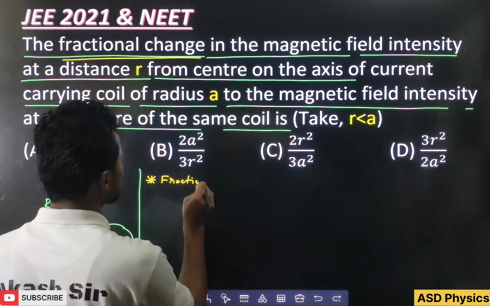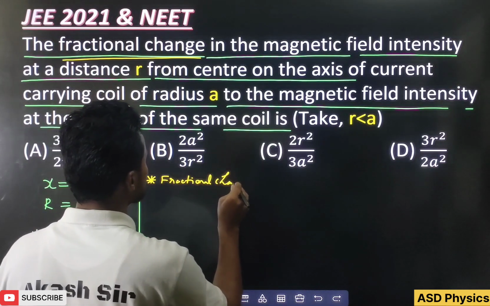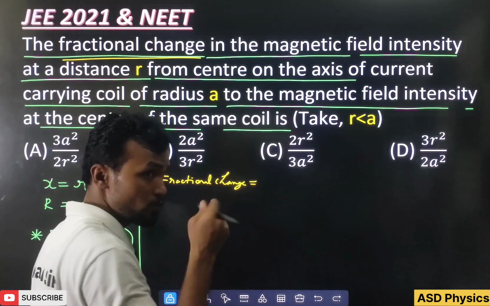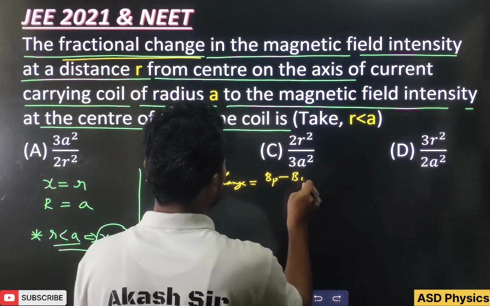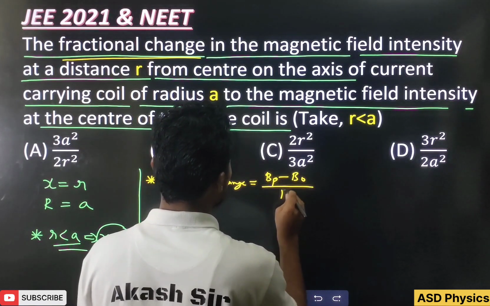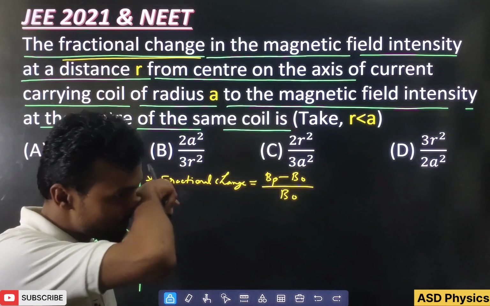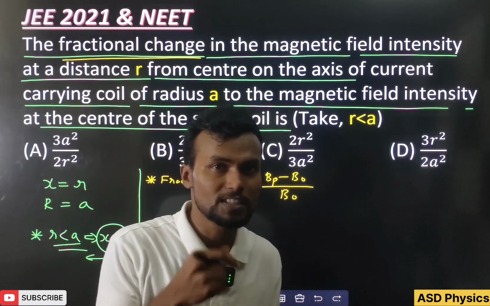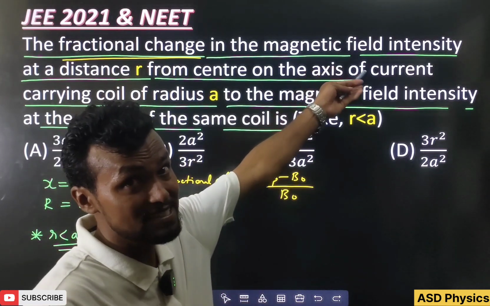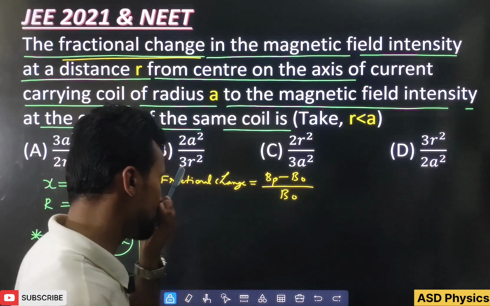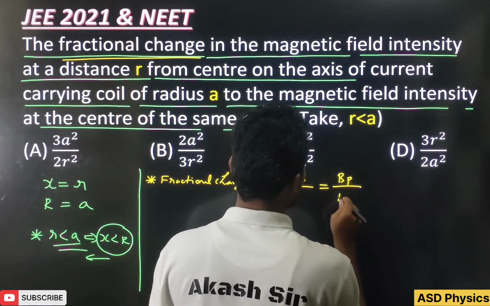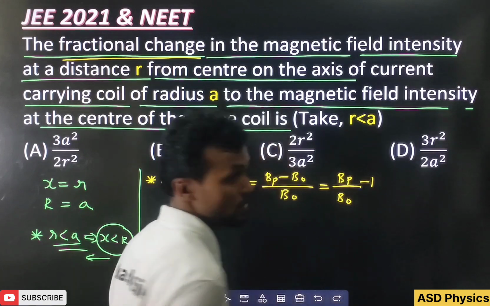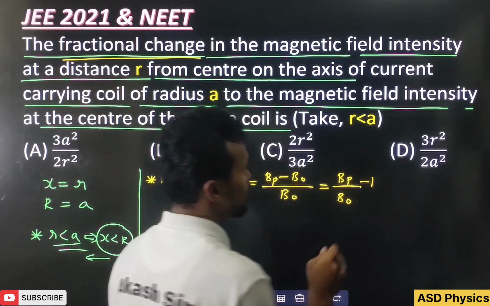What is this, students? Percentage change means whatever we get, we have to multiply by 100. Fractional change means Bp minus B naught by B naught. Why am I writing Bp minus B naught, and not B naught minus Bp? Because first they told about the axis, then about the center. So Bp minus B naught by B naught becomes Bp by B naught minus 1.